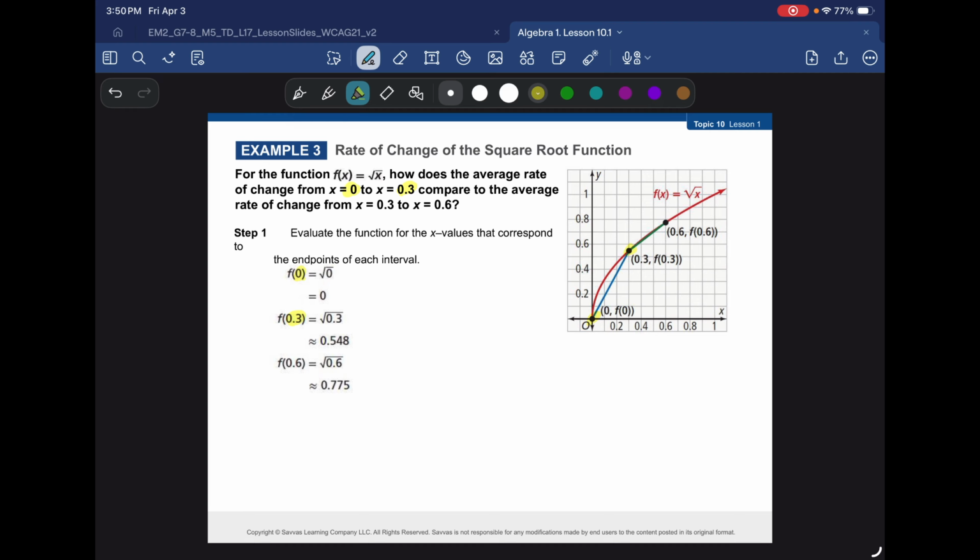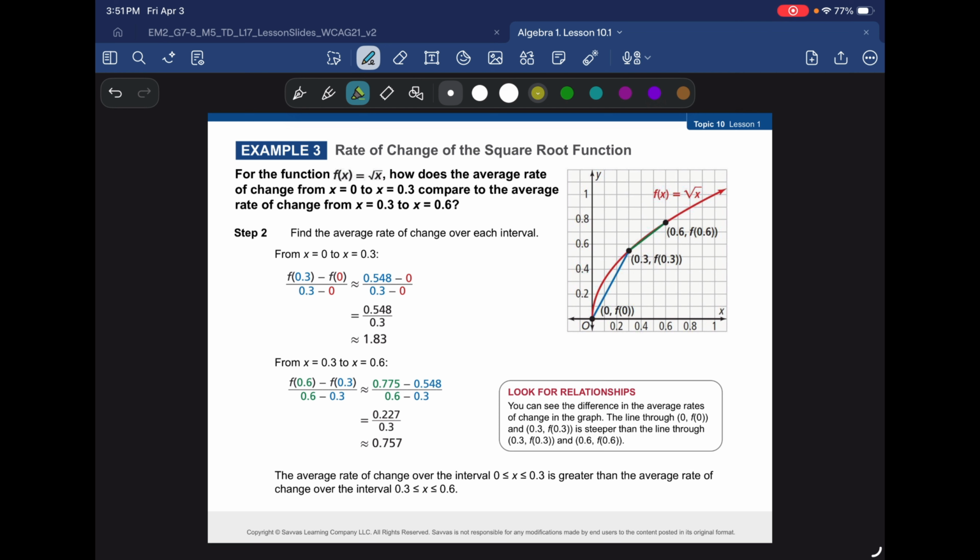And then we also have a second interval that we're going to look at. And since we already have 0.3 as our starting point, we can just evaluate the input for 0.6, the third endpoint, and we get approximately 0.775. So now we have the outputs. We have points that we can use our slope formula for to calculate average rate of change.